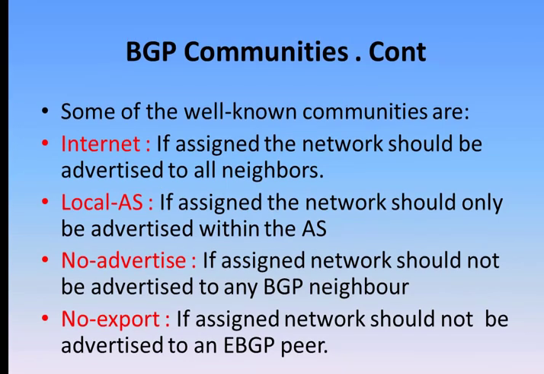Next, take a look at some of the well-known BGP communities we have. First one is internet. If assigned, the network should be advertised to all neighbors. A local AS community, if assigned, the network would be allowed only within the AS. No advertise community, if assigned, the prefix will not be advertised to any peer, eBGP or iBGP. No export community. If this is assigned, the network should not be advertised to any eBGP peers.